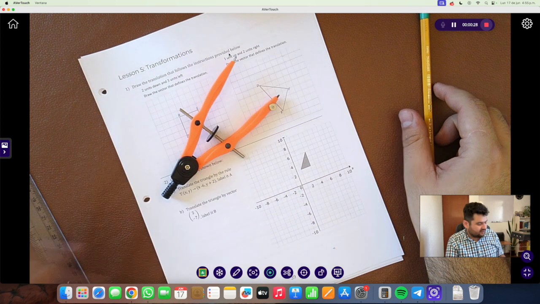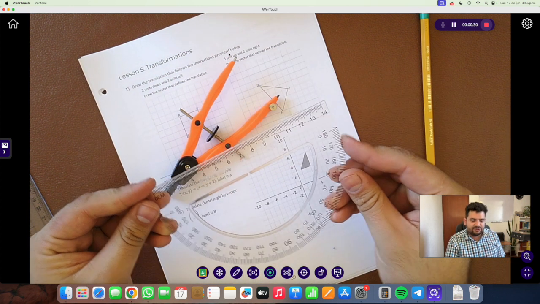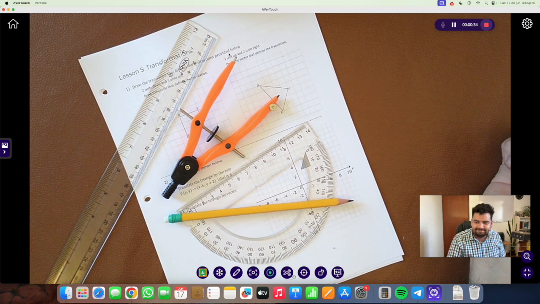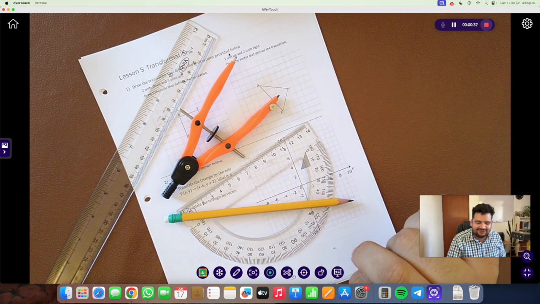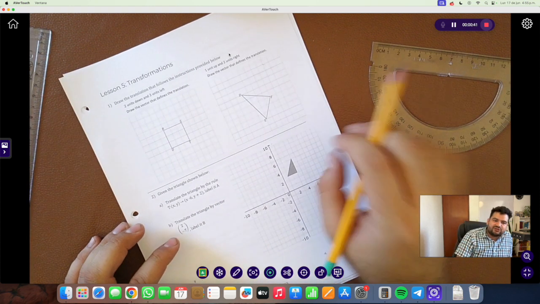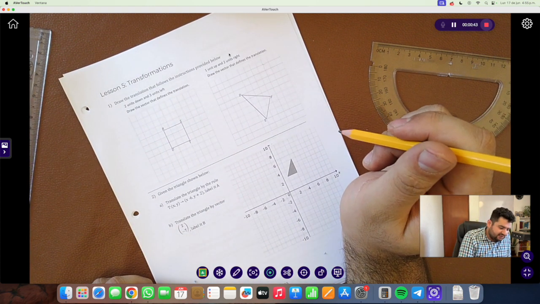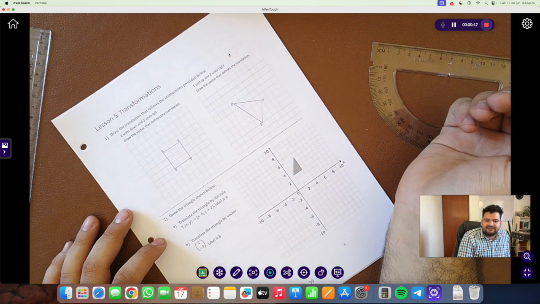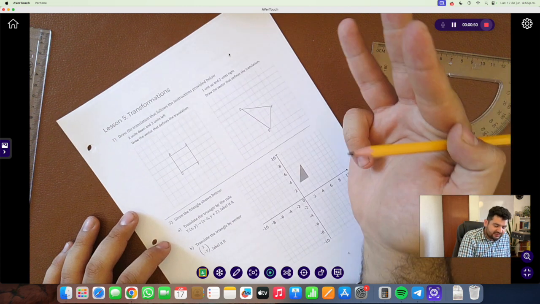For this class, you need a compass, a protractor, a ruler, a pencil, and a lot of good energy. So, we will study transformations. Transformation is a topic that you studied in middle school. So, we will study three types of transformations.